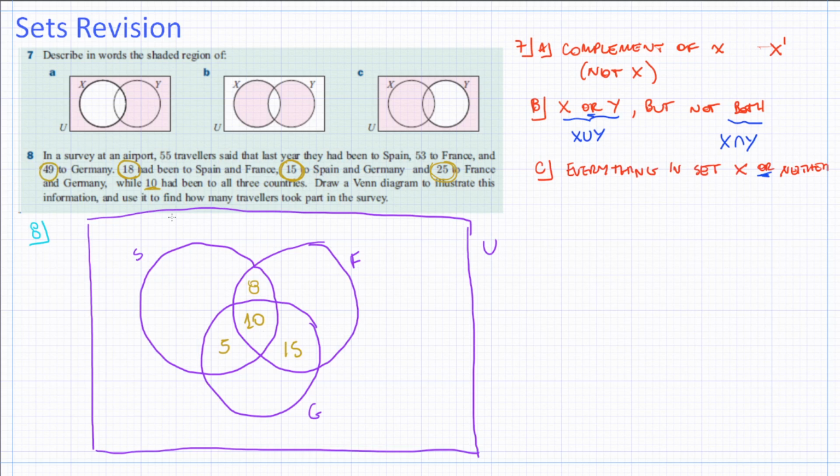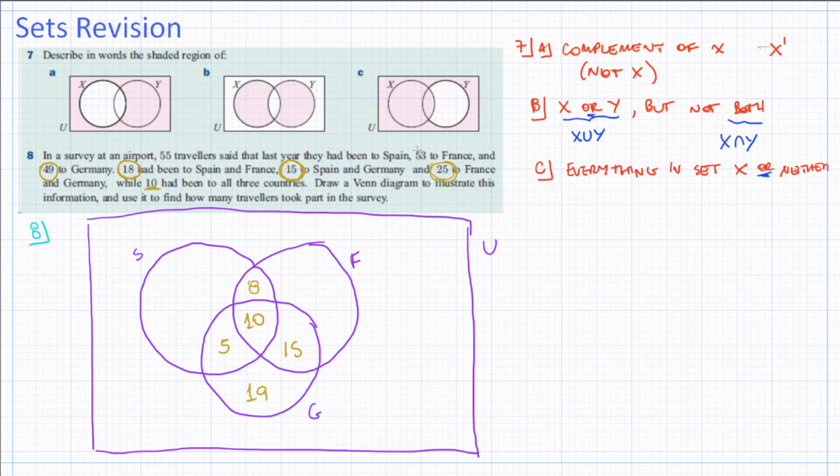So 49, Germany. I add those which I already have in Germany. If I look at Germany here, how many do I already have? 15 plus 15, that's 30. So how many left to 49? 19.